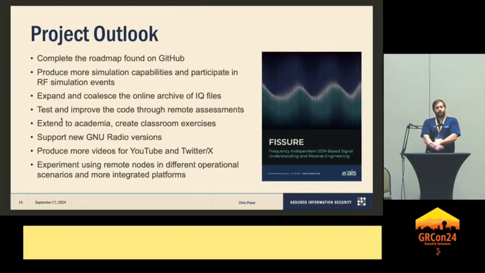So the outlook for our project, we're looking to complete the roadmap items that are listed on the GitHub page. We want to produce more capabilities and participate in RF simulation events, expand and coalesce the online archive of IQ files, test and improve the code through remote assessments, extend to academia, create some classroom exercises, support new radio versions as they come out, and produce more videos for YouTube and Twitter, and experiment using the nodes in different operational scenarios and integrate on more platforms.